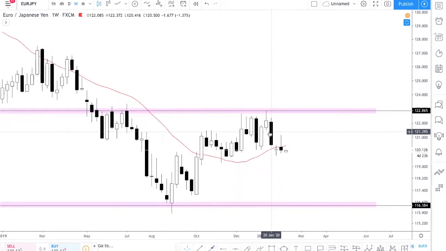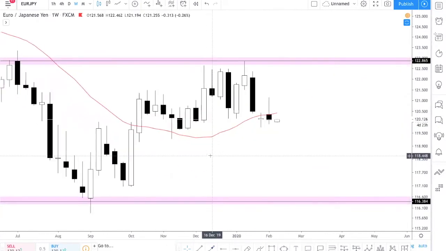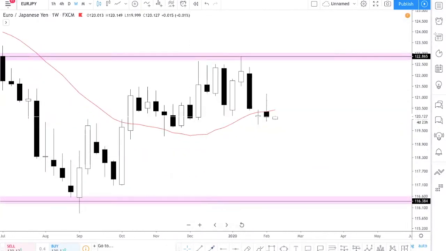Even just reading the weekly now, you can see we did manage to have a higher low, higher low, higher low, higher low. Let me go ahead and just get this over here. We also had a higher high, higher high, higher high. But you guys can see we failed to make a higher high here.